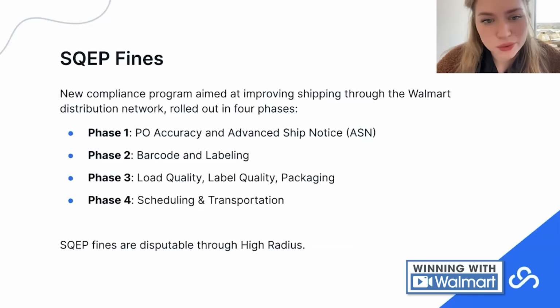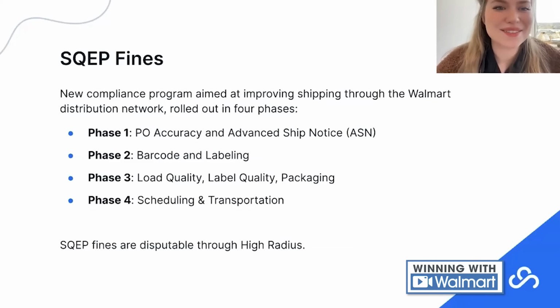Phase 4 hasn't been rolled out yet, but phase 1 is over PO accuracy and advanced shipping notices. Phase 2 is over barcode and labeling. Phase 3 is over load quality, label quality, and packaging. And phase 4, which hasn't come out yet, but will come out soon, is on scheduling and transportation. So all of these are quickly adding up for suppliers.